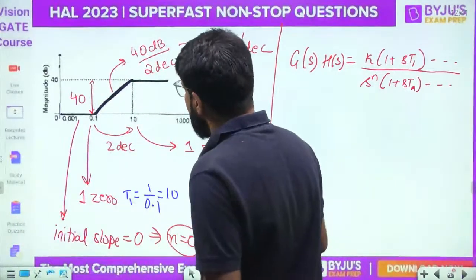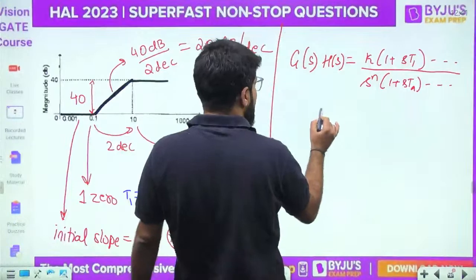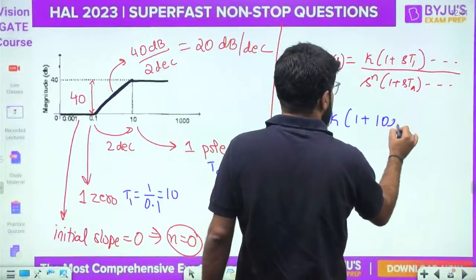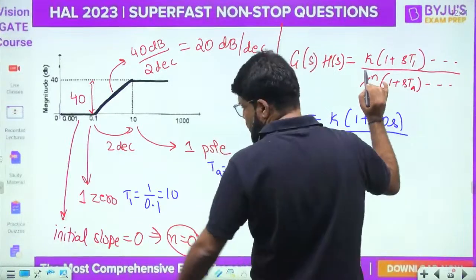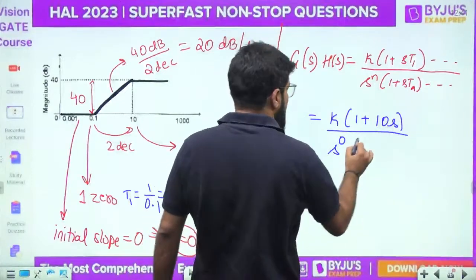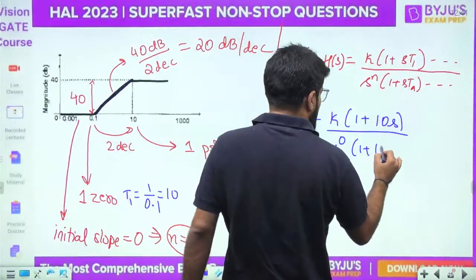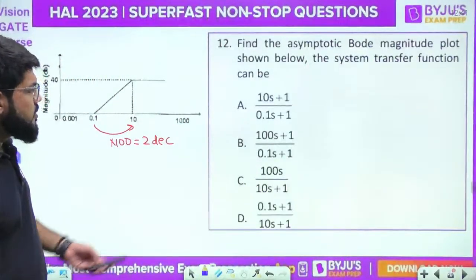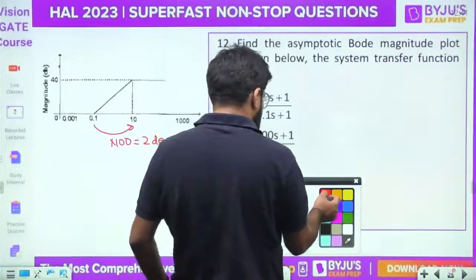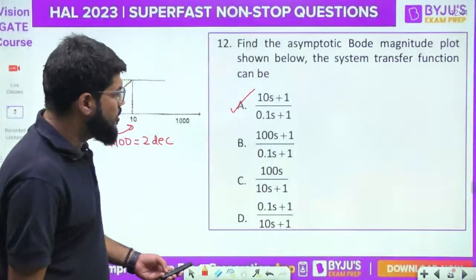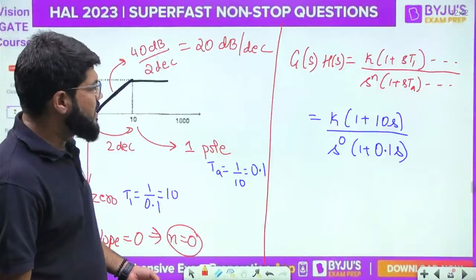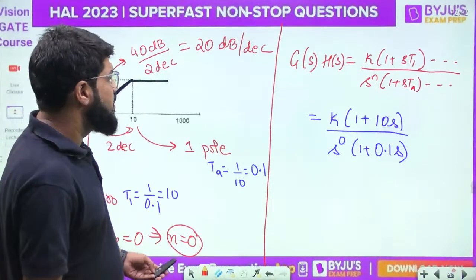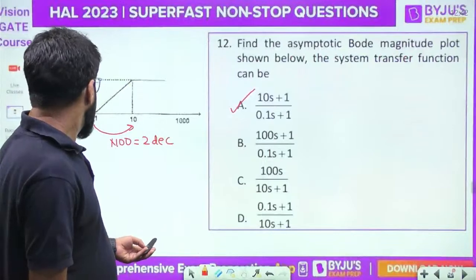What is the value of K? We will find K also now. So I have K into 1 plus sT1. T1 is 10. So 1 plus 10s divided by s raised to the power 0. There is no pole at origin. Initial slope is 0. Into 1 plus sTA, into 1 plus 0.1s. Only thing I need to figure out is K. Will the options help me? Only options can help me. Option number A then. 1 plus 10s upon 1 plus 0.1s. The value of K should be 1. Is it so? I doubt.